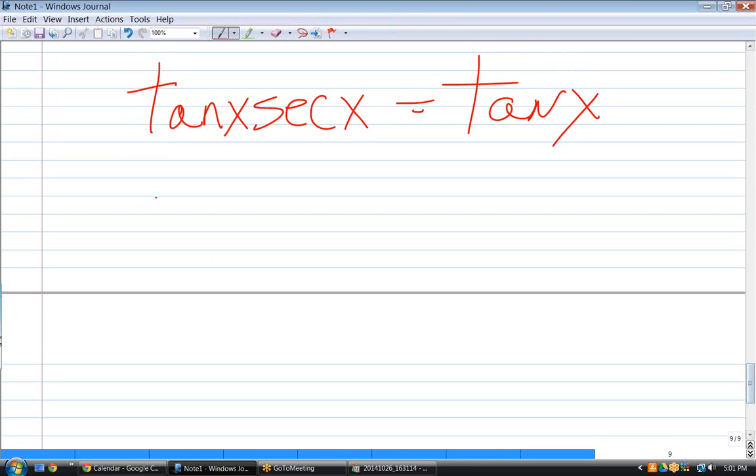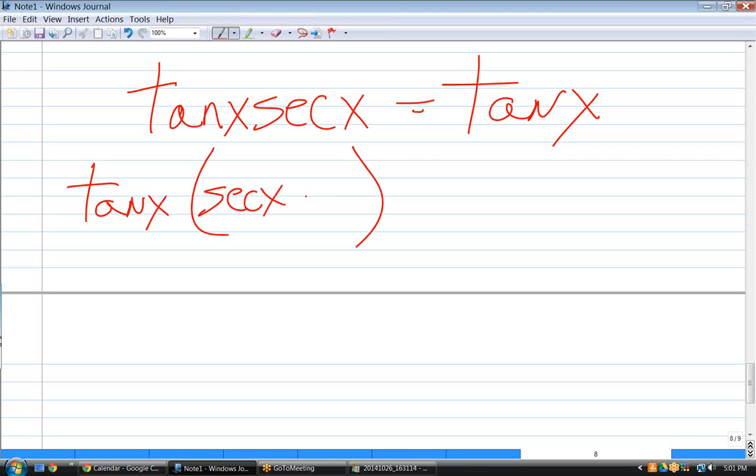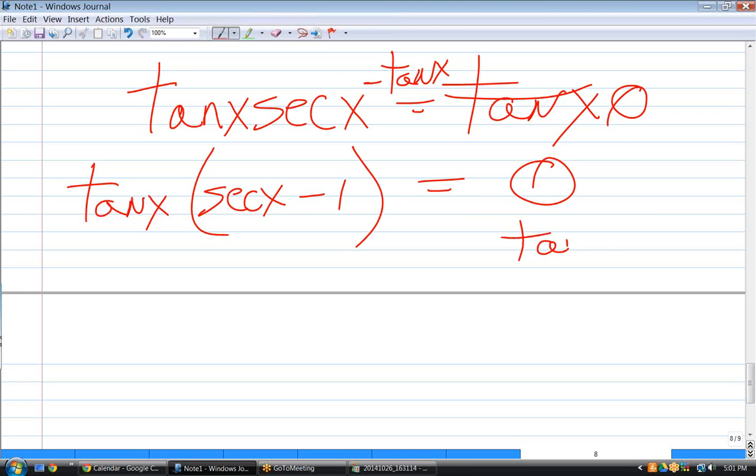Bring the tangent over. And then what? Take a tangent x out, leaving behind secant x minus 1. Remember, I brought the tangent over, so I have minus a tan x equals 0. Okay? See how I got there? So tan x equals 0 or secant x minus 1 equals 0. What's the solution for tan x equals 0?